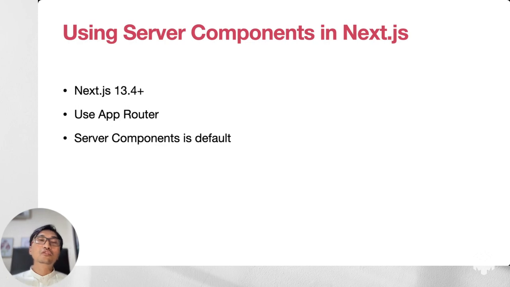So to use server components in Next.js, we need to use Next.js version 13.4 or above, and also we have to use the app router feature from Next.js. We need to migrate all the pages router from our previous Next.js application into app router, because they need to be converted.